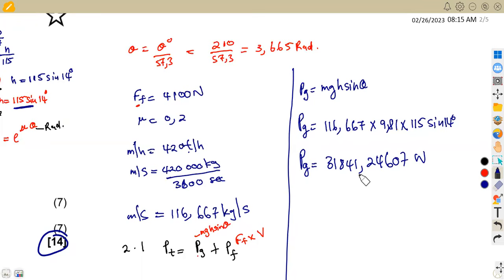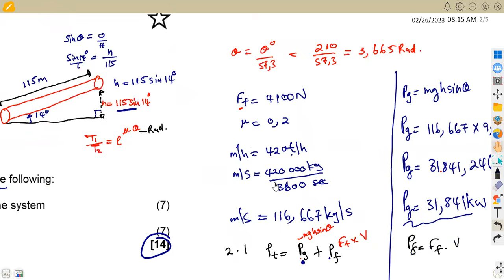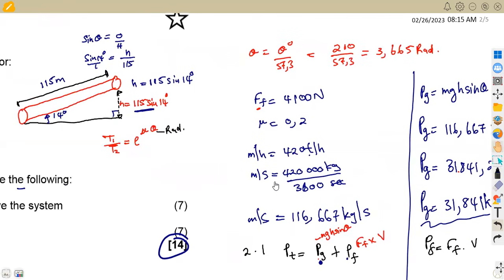This is your power in watts, which you can convert to kilowatts if you want, or you can leave your answer in watts. To convert to kilowatts, we divide by 1,000, which is going to be 3,184.1 kilowatts. So we have this power due to gravity, which is our potential energy. Then we need the frictional power, which we said is PF, the product of the frictional force times the velocity. But do we have the velocity? We do not have the velocity in this case.